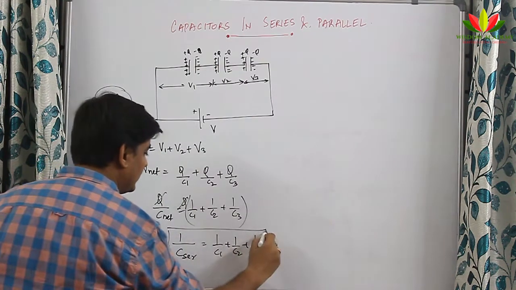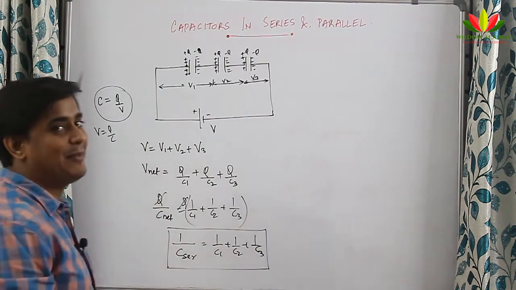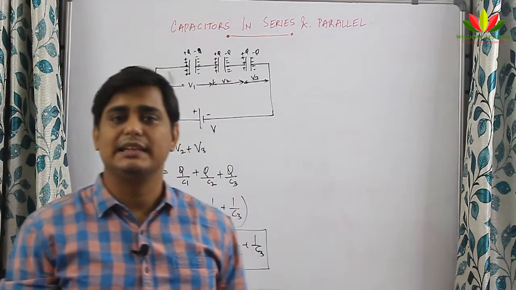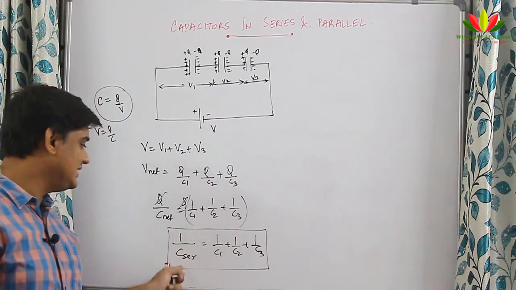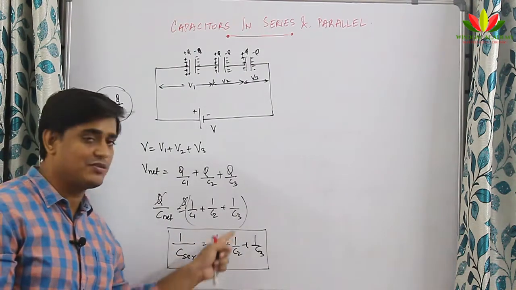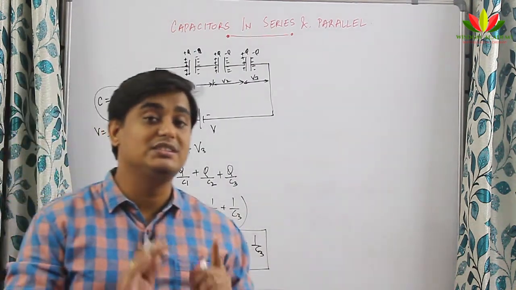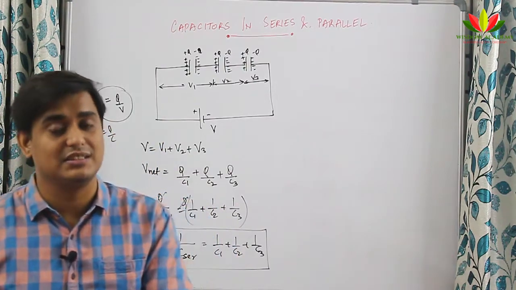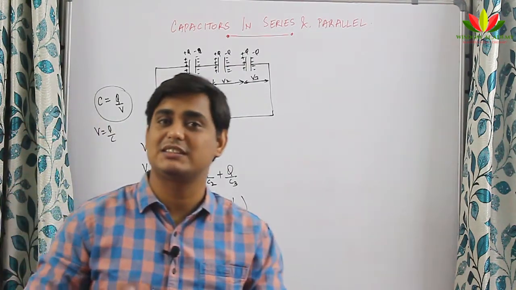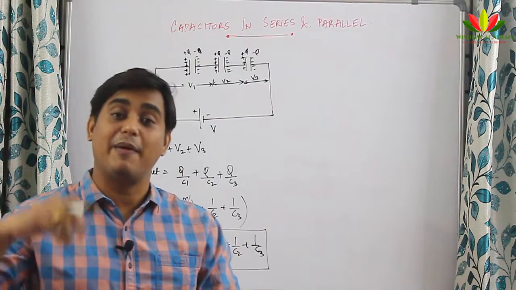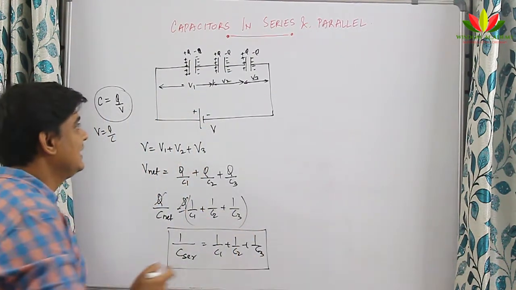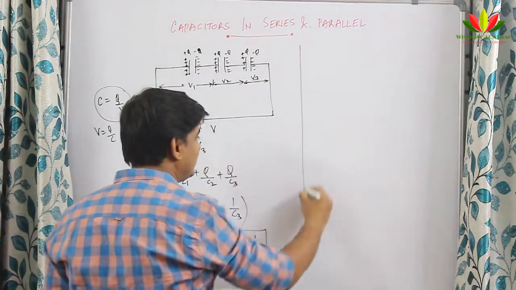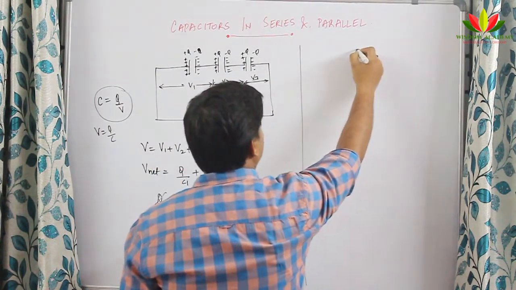So if capacitors are added in series, their equivalent capacitance will be the reciprocal sum of them, that is 1 by Cs is equal to 1 by C1 plus 1 by C2 plus 1 by C3. Don't confuse this with resistors, what we learned in 10th standard, because resistors in series was R1 plus R2 plus R3 and in parallel it was opposite, but here it is a little different. So please don't make any mistake in this. Now I am going to connect these capacitors in parallel.